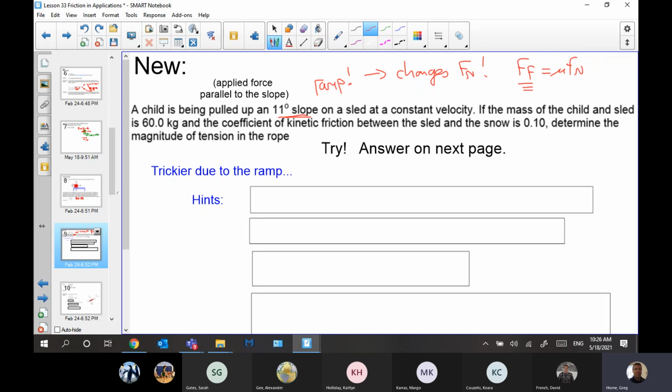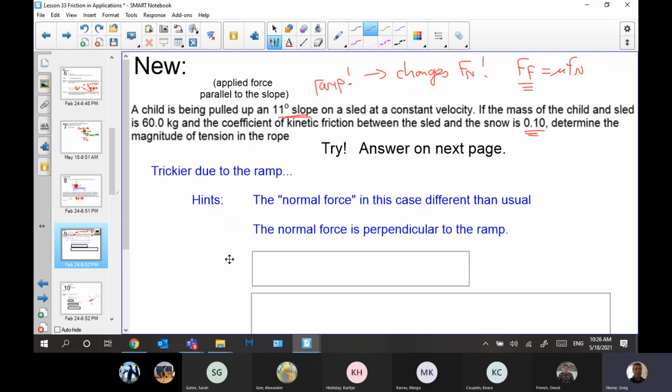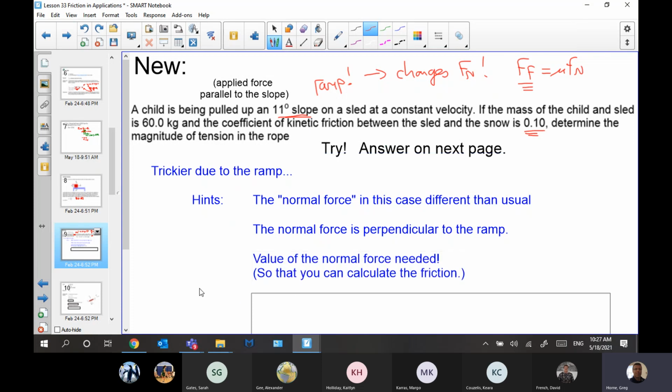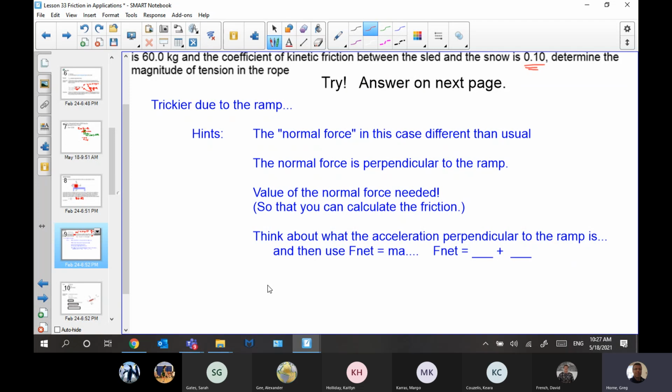So they're giving, like I said, you're always just given this coefficient. So we just have to analyze this out. So some of that stuff I just said in red there is probably going to be here, where the normal force is different than usual. The normal force is perpendicular to the ramp instead of perpendicular to the ground. So the value of the normal force we need, of course, so you can calculate the friction force, and then you're going to work things out after that. So this part here is about how to get that normal force.